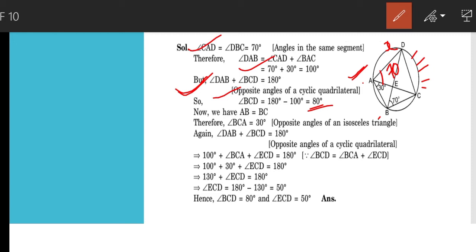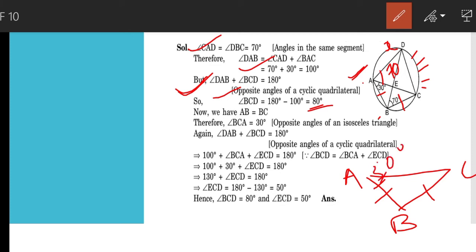Now it is given that AB is equal to BC. So if we consider the triangle ABC, it is given AB is equal to BC. So if angle A is 30, so will be angle C, because the base angles are also equal. So angle BCA also becomes 30 degrees, opposite angles of an isosceles triangle.